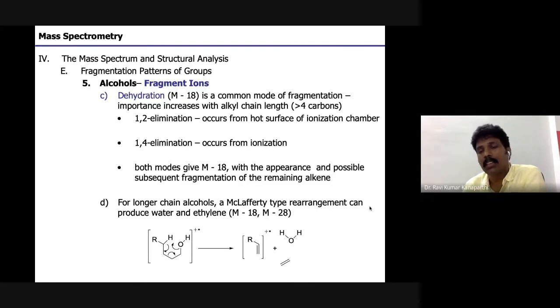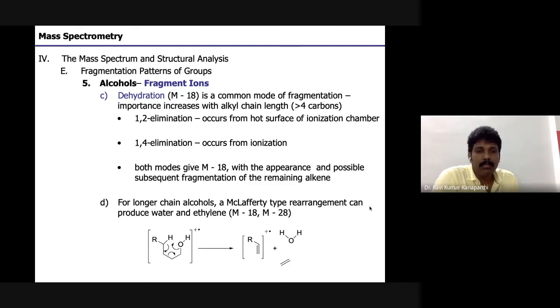As a result, it will give a peak at M minus 18. If it is a 100 molecular weight and then 18 minus, that means at 82. At 82, you will see one fragmented peak. Okay.